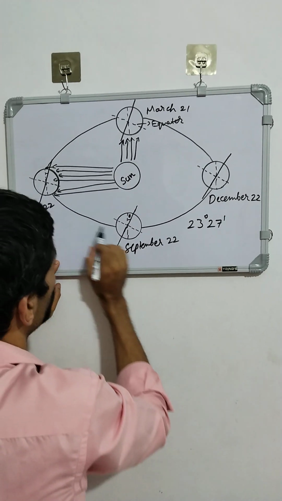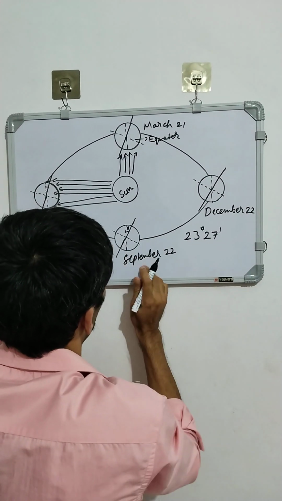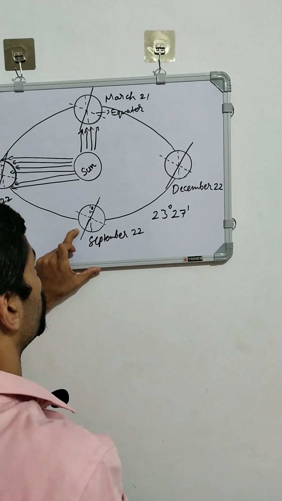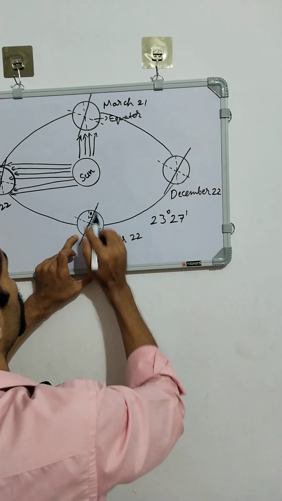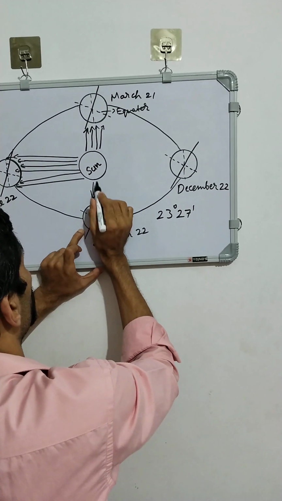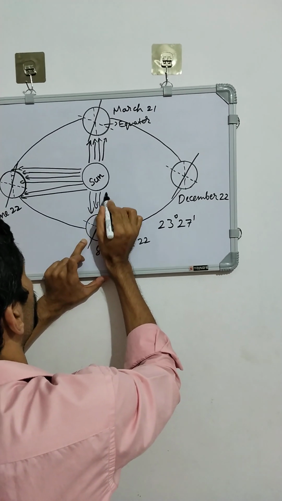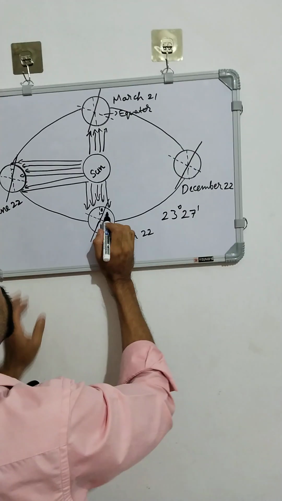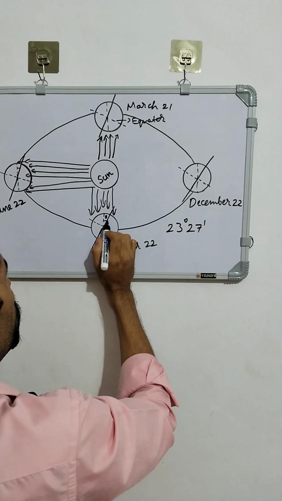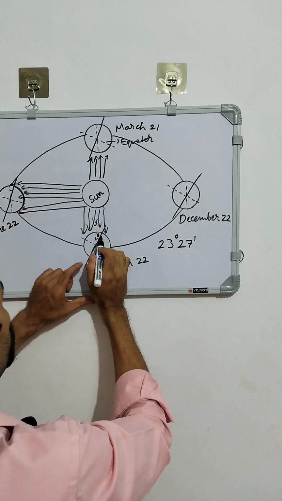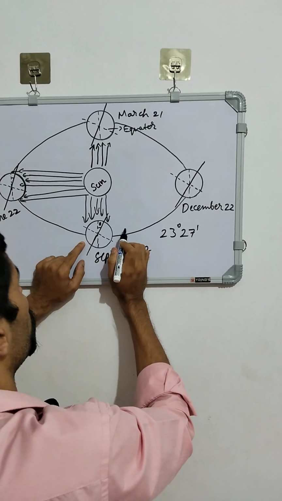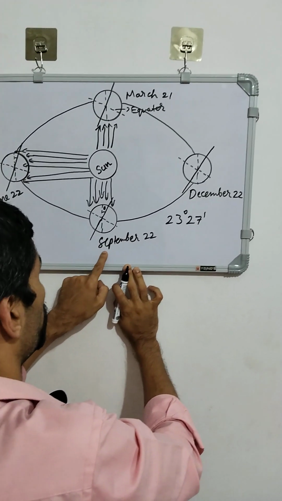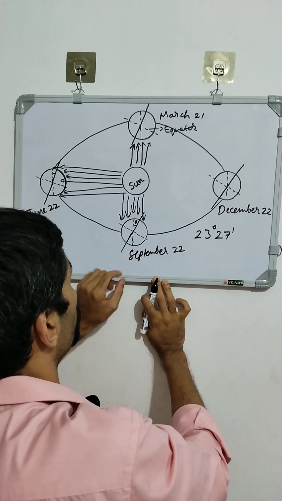Now as the Earth moves and it comes here on September 22nd, September 22nd will again be an equinox, because here is the Sun and the sun rays will be striking like this. Because of this, 12 hours of night and 12 hours of day. So this is called one more equinox day. Here the daytime and the night time will be exactly equal to 12 hours.